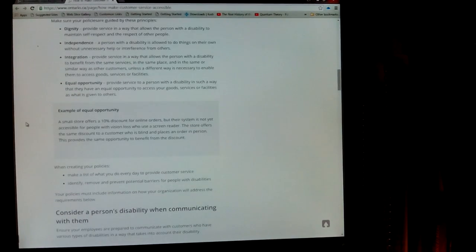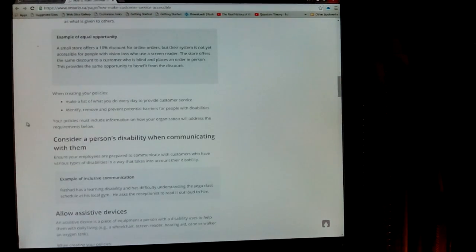Example of equal opportunity. A small store offers a 10% discount for online orders, but their system is not yet accessible for people with vision loss who use a screen reader. The store offers the same discount to a customer who is blind and places an order in person. This provides the same opportunity to benefit from the discount.